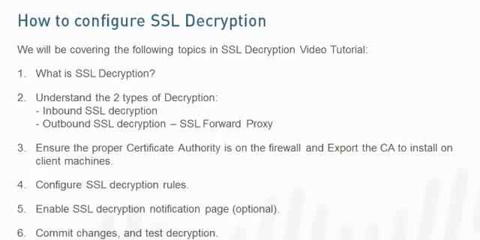Number 2, understanding the two types of decryption, inbound SSL and outbound SSL decryption, also known as SSL forward proxy. Number 3, to ensure the proper certificate authority is installed on the firewall and export the certificate authority to install on client machines. Number 4, configuring the SSL decryption rules. Number 5, to enable SSL decryption notification page as an optional component. And lastly, to commit the changes and to test the decryption.